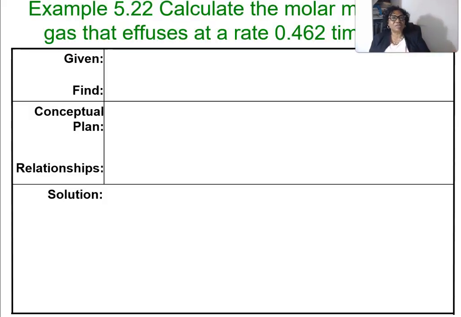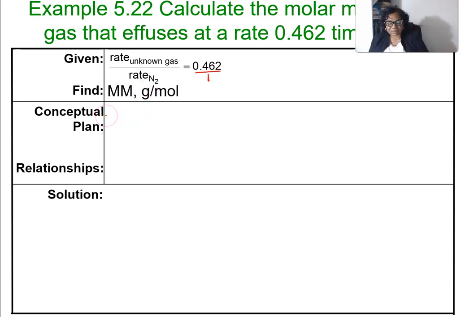So let's do some calculation. Calculate the mass of a gas that effuses at 0.461 times that of nitrogen. So this is the rate of the unknown gas, and this is the rate of nitrogen. It's 0.461, you can divide it over 1. So when the rate of nitrogen is 1, that of the unknown gas is 0.461. We want to calculate the molar mass of that unknown gas.